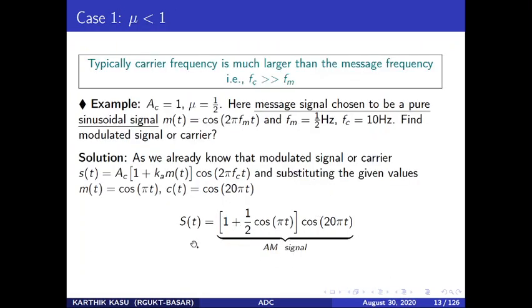Agreed or not? Okay. s of t equal to, open the bracket, here Ac is 1, that's why I did not write it, 1 plus 1 by 2 cos pi t, times cos 20 pi t. Here, what is the signal whose frequency is 1 by 2? Message signal. What is the signal whose frequency is 10 Hz? Carrier, that is fc. Now this is your single tone AM signal with the given values.